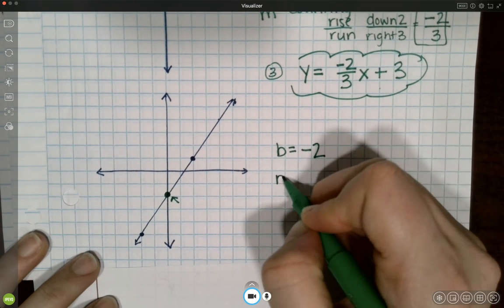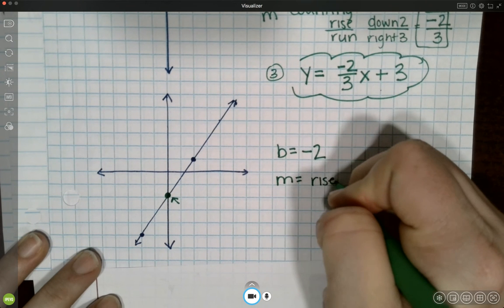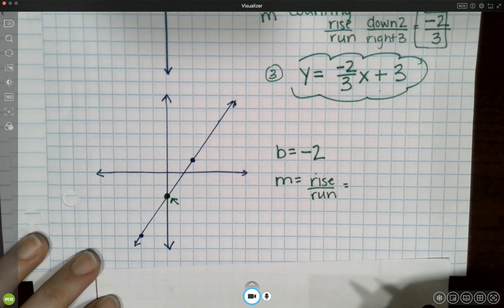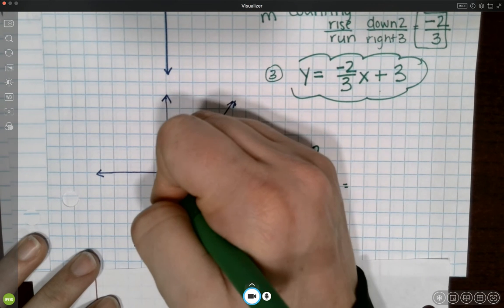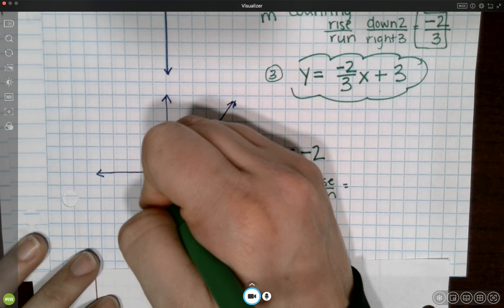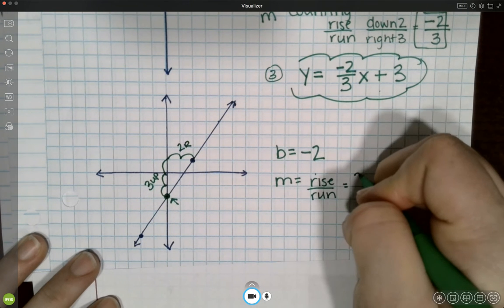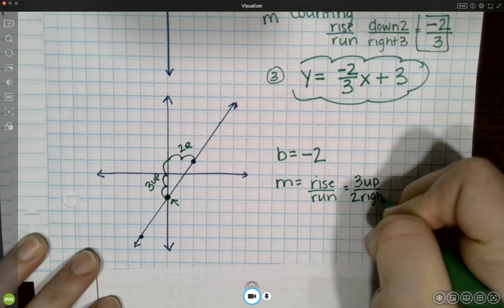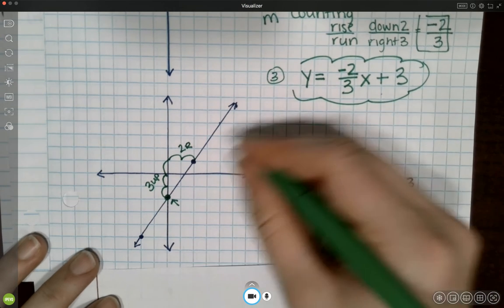I need to now get my slope. How do I get from one place to another? Remember, it is rise over run. How do I get from one point to the next? I go 1, 2, 3 up, 1, 2 right. Rise is my 3 up, run is my 2 right. Up is positive, right is positive, so the line is positive.